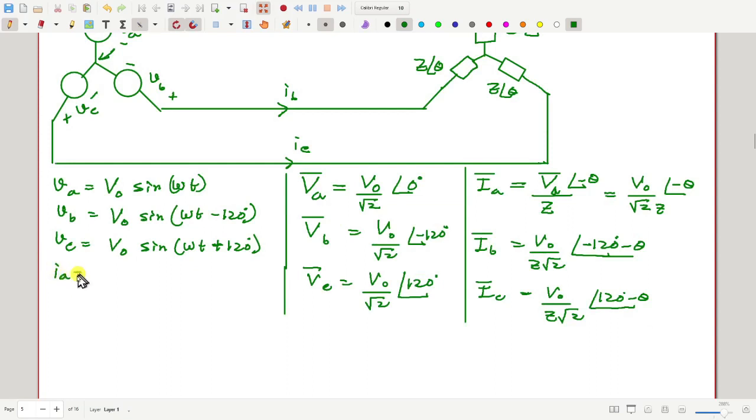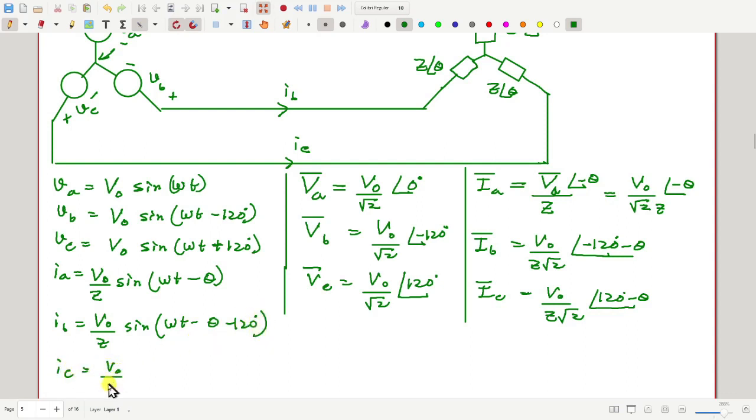IA will be V naught by Z sin omega t minus theta. IB will be V naught by Z sin omega t minus theta minus 120 degree, and IC will be V naught by Z sin omega t plus 120 minus theta.